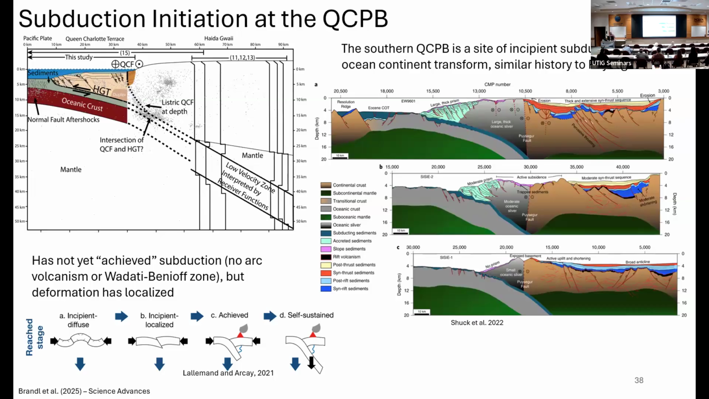Now, unlike Puget Sound, Queen Charlotte has not technically achieved subduction. So in this simple schematic of subduction initiation, Puget Sound is in this achieved or maybe nearly self-sustained state. Queen Charlotte is probably somewhere between incipient, where the system has evolved to having localized deformation, but we haven't yet reached a stage of arc volcanism or a Benioff zone, which is characteristic by definition of what achieved subduction is. But you can consider these two environments to be very analogous, and maybe Queen Charlotte represents an earlier stage of what Puget Sound could have looked like. It is a little bit less mature through the subduction initiation process.